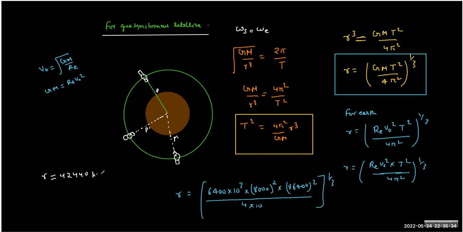42,440 kilometers. So if I subtract the Earth radius, we'll get the height from the surface as 36,000 kilometers, which is roughly the answer actually. As Wikipedia says, it's 35,786. So you can see we are getting a close answer. This is the distance of the geosynchronous satellite above the Earth's equator.